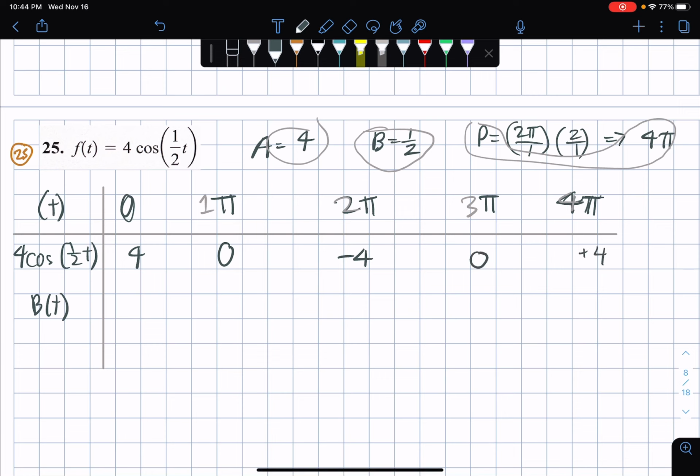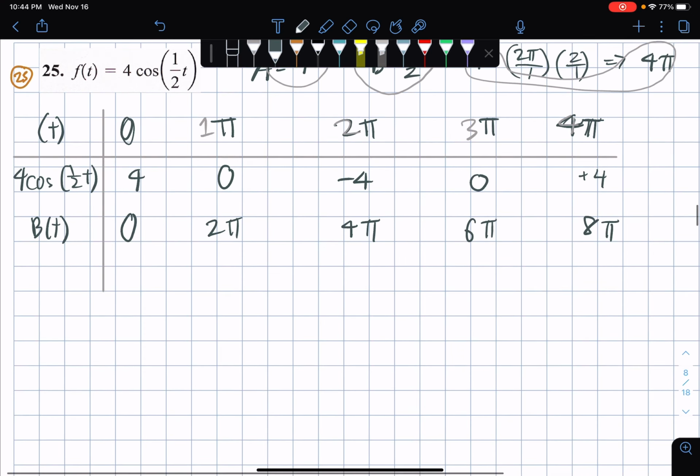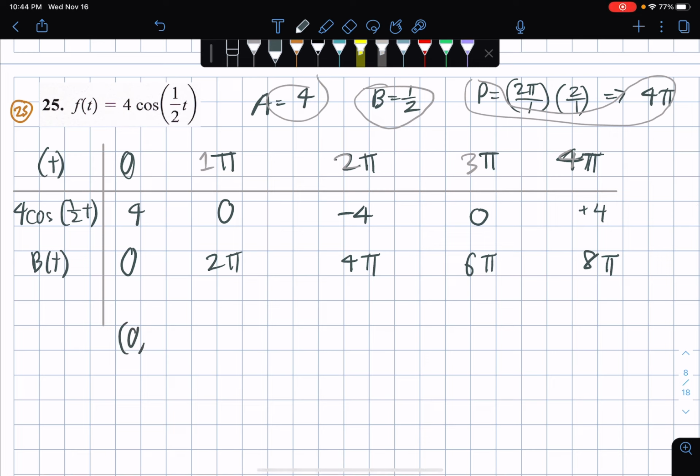For the bt values, let's say b is 1/2. So 0 divided by 1 over 2, 0 divided by anything is still 0. Pi divided by 1 over 2 is 2 pi. 2 pi divided by 1 over 2 is 4 pi. 3 pi divided by 1 over 2 is 6 pi. 4 pi divided by 1 over 2 is 8 pi. So let's write.